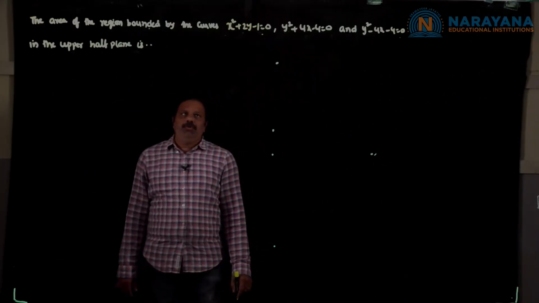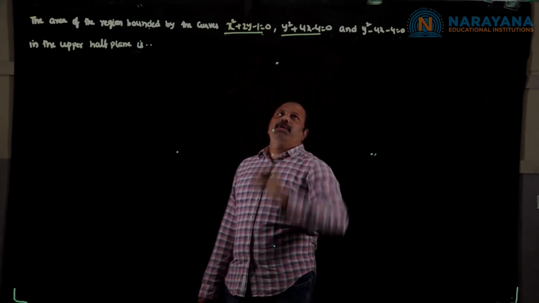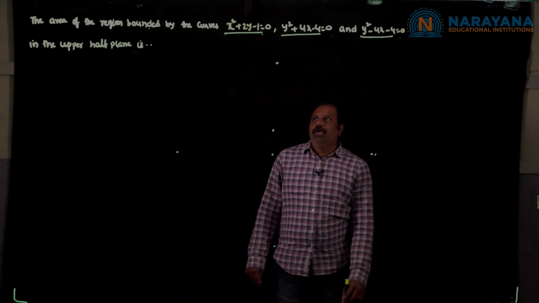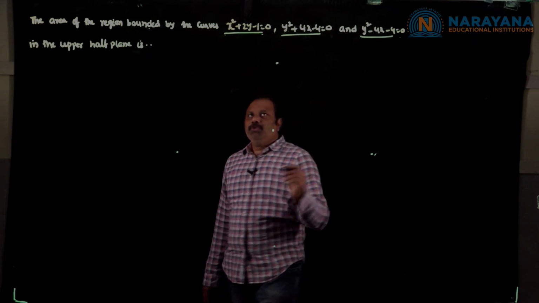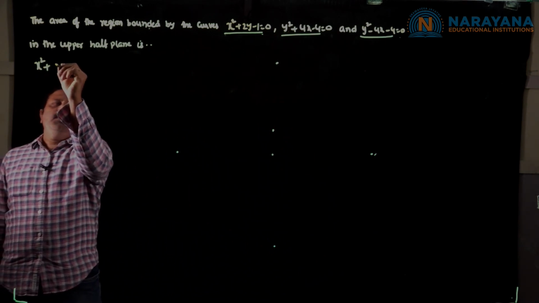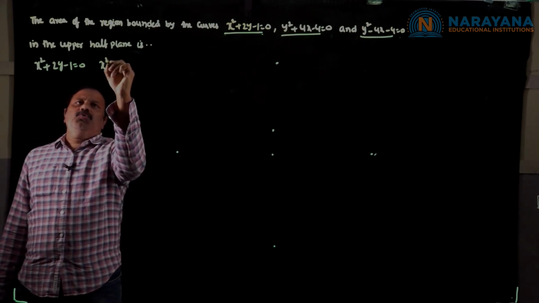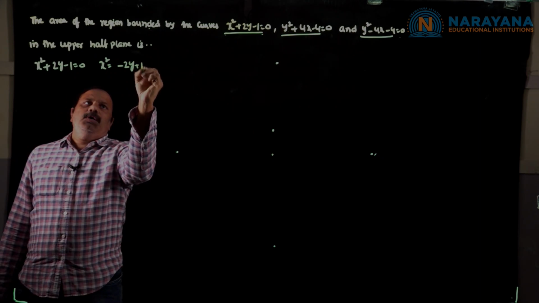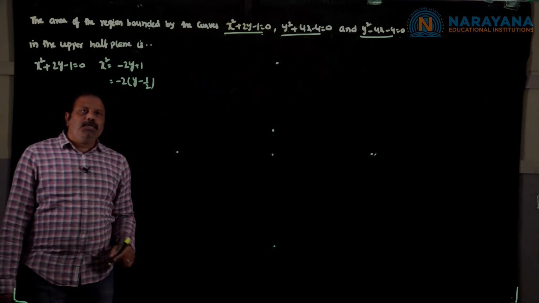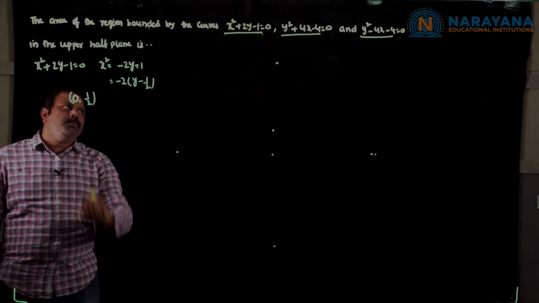The area of the region bounded by the curves x squared plus 2y minus 1 equals 0, y squared plus 4x minus 4 equals 0, and y squared minus 4x minus 4 equals 0 in the upper half plane is, let us speak about these equations. x squared plus 2y minus 1 equals 0. From this, x squared equals minus 2y plus 1, which is minus 2 times y minus 1 by 2. It is a downward parabola whose vertex is at 0 comma 1 by 2. This is the first parabola information.